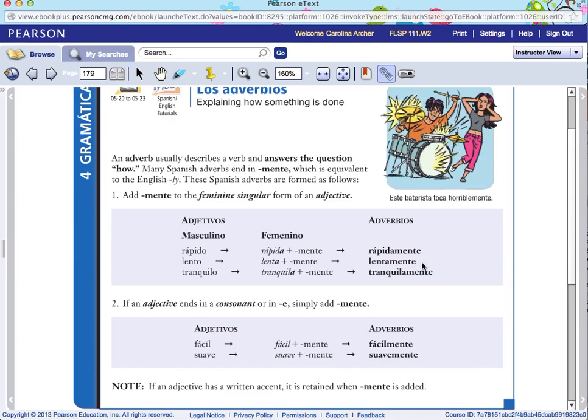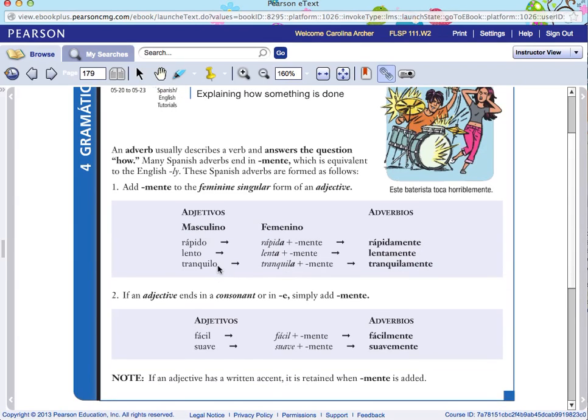Okay, slowly. Tranquilo is in the masculine form, so you have to put it in the feminine form. Tranquilamente.